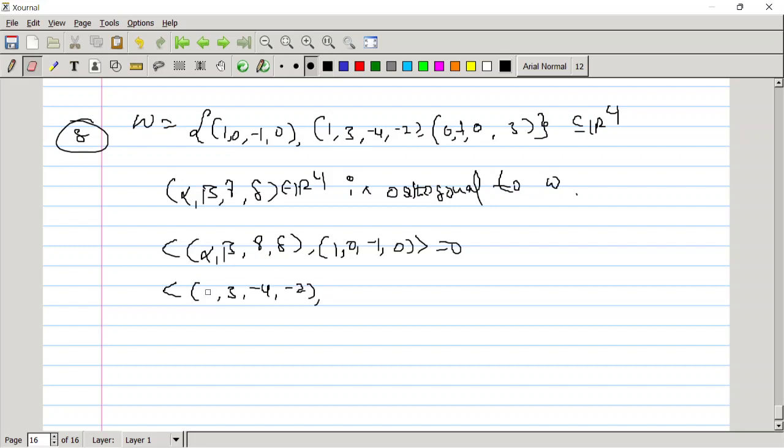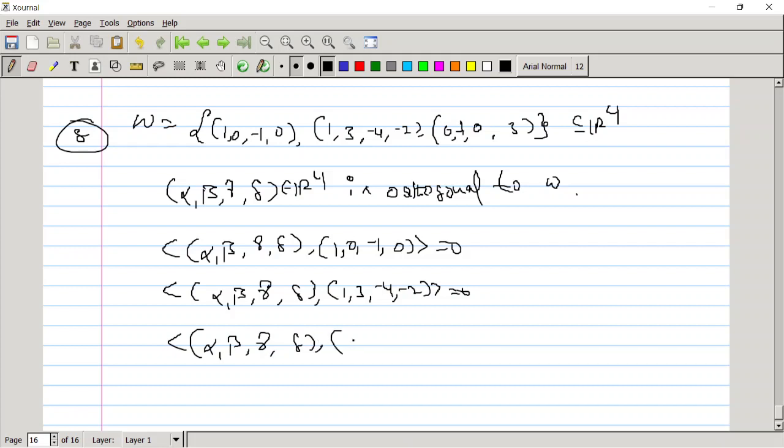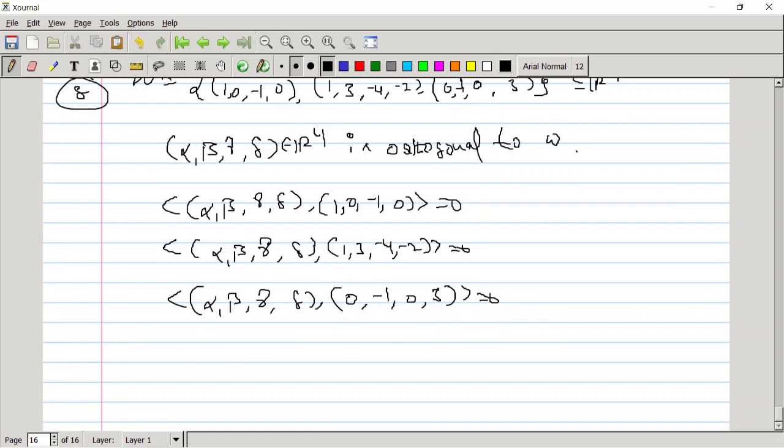Sorry, I should write the vector first. The inner product of (alpha, beta, gamma, delta) with (1, 3, -4, -2) is equal to 0. Similarly, the inner product of (alpha, beta, gamma, delta) with (0, -1, 0, 3) has to be equal to 0. Under the usual inner product, we get alpha minus delta equal to 0 from the first equation.